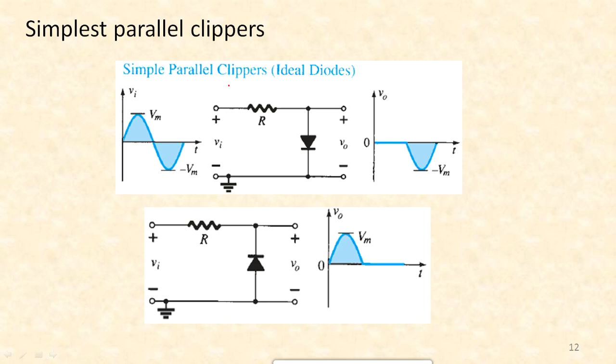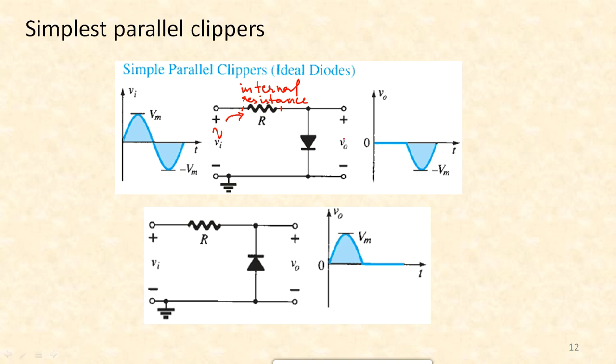Now where are we supposed to take the output signal? You have the input signal, which is a sinusoidal one, and there is a resistance. Please be very careful to note that this is not the load resistance. That's the internal resistance associated with the input signal, which is usually extremely small. Please note that we are not taking the output across this resistance in the case of parallel clippers.